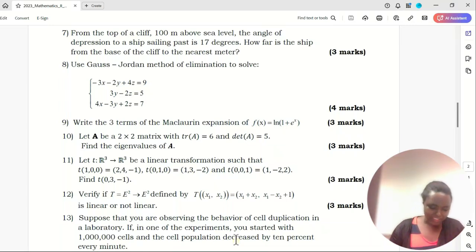So the next question is question number 8. Is it? No, question number 9. Question number 9 says, write 3 terms of the Maclaurin expansion of the function f of x equal to ln of 1 plus e power x.